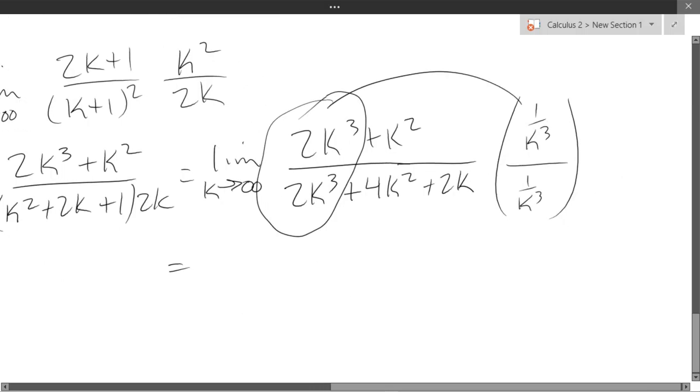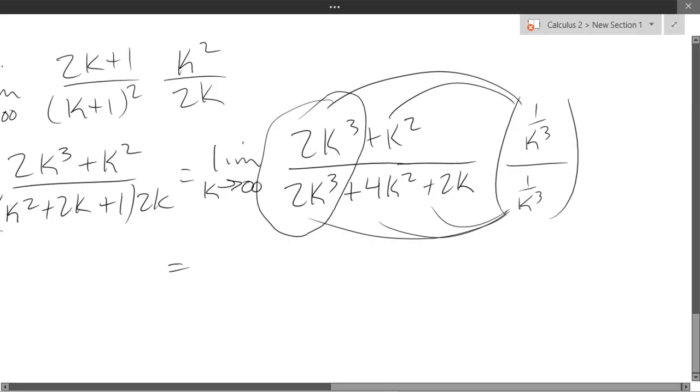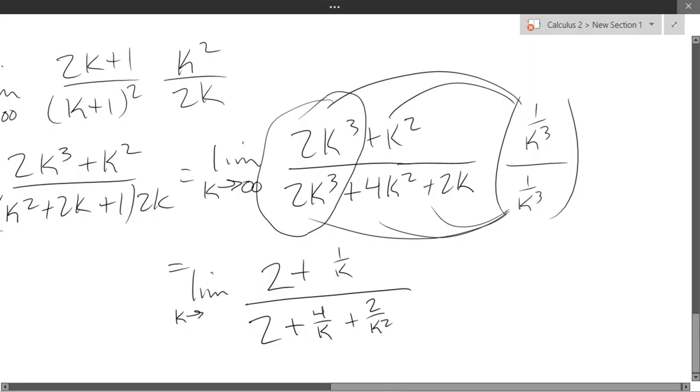So I'm going to distribute here and distribute here. This is a magic fraction. What number is this fraction equal to? 1. So it's the only number I'm allowed to multiply by and not change things. So I'm multiplying by 1. If I multiply by anything else that's not 1, I cannot write equals down here. So we have 2 plus 1 over k divided by 2 plus 4 over k plus 2 over k squared, limit as k approaches infinity.